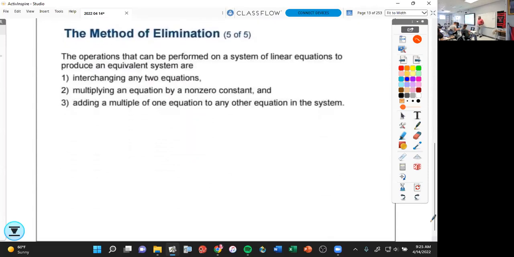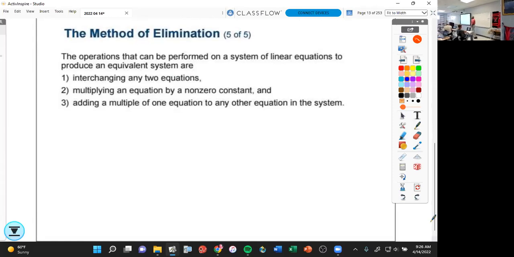Operations to be performed in a system of linear equations. We can interchange any two equations. Like if you're writing them down, if you want the first equation to become the second equation, you can do that. It doesn't matter the order of the equations. Number 2, you can multiply an equation by anything but 0. What happens if you multiply an equation by 0? Yeah, you eliminated everything. So good luck solving it because everything's gone. So don't multiply by 0.